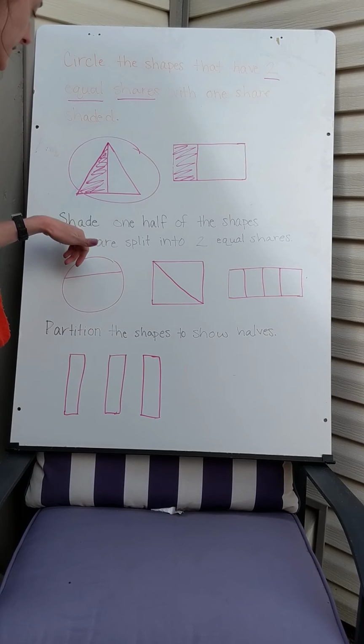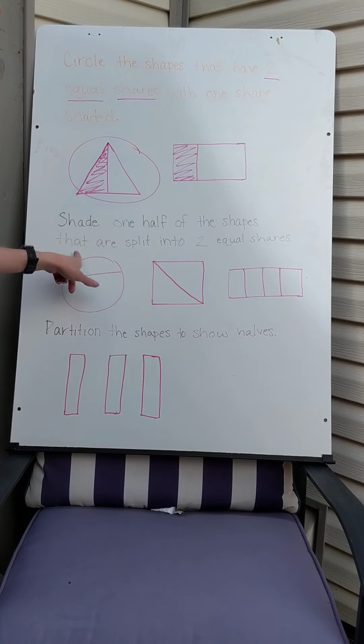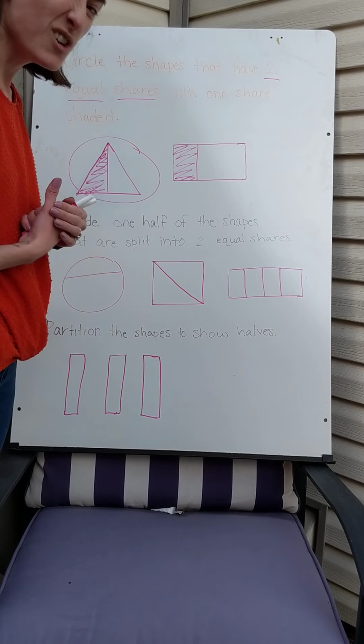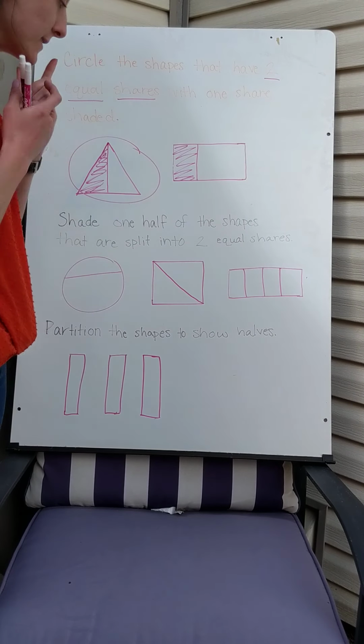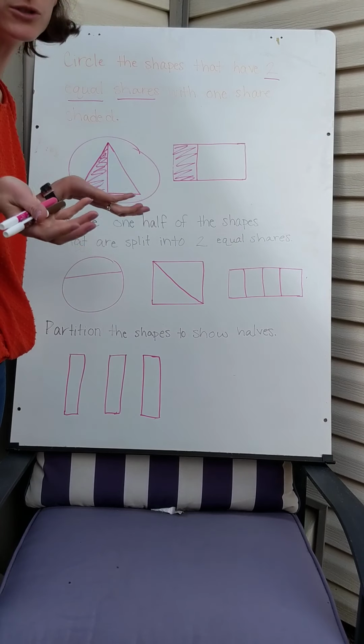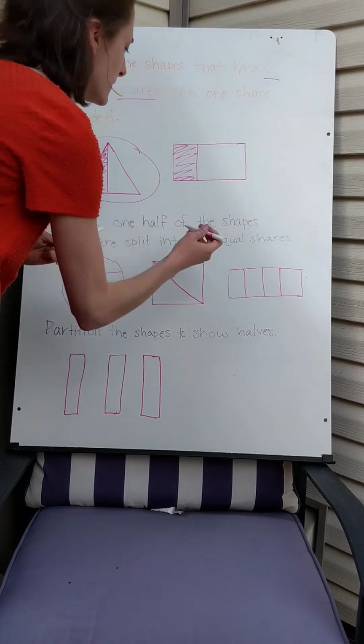The next thing down here says to shade one half of the shapes that are split into two equal shares. I'm only allowed to shade the ones that have two equal shares. So first we have to decide if they have two equal shares in the first place. Okay, looking for the same thing I was looking for up here. In this one, I see that if this was a candy bar, there are 4 parts or pieces. That's not the same as 2. Not that one. Okay, I'm going to come over here.